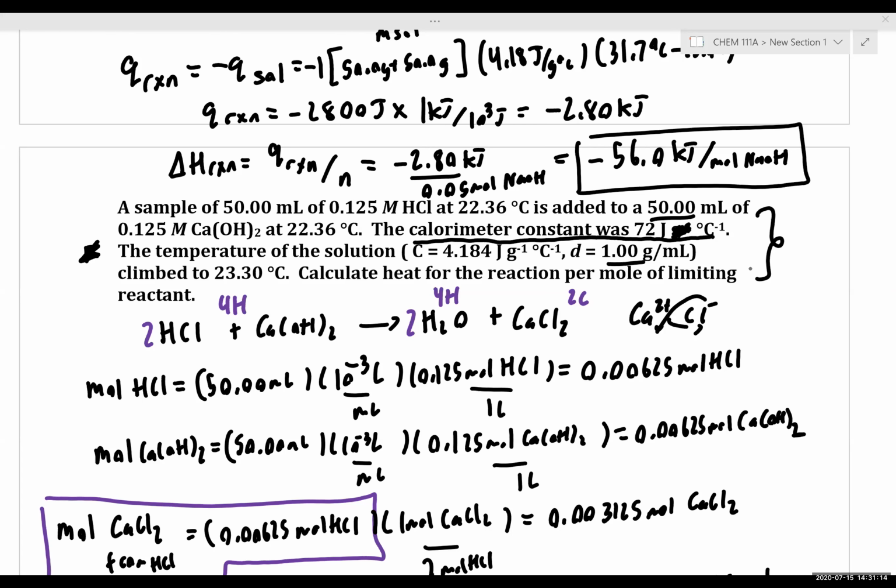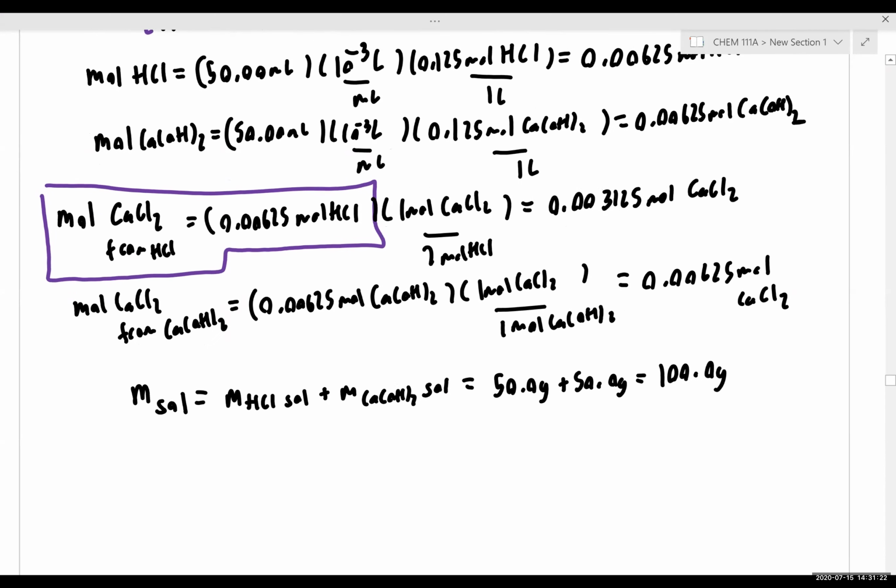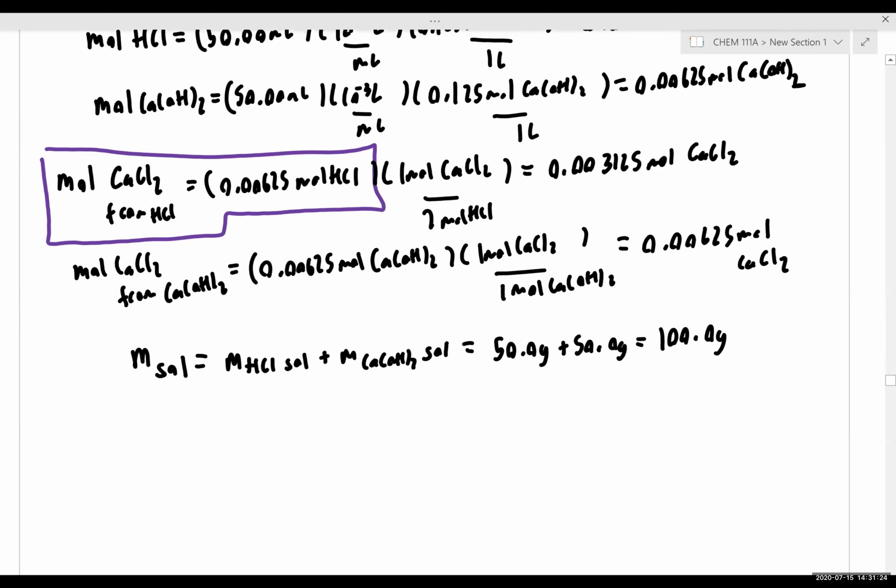Okay, so let's discuss this example. Thank you all for your input and your proposed responses. It's really helpful to get a sense of common questions that the class has. So we know that the mass of solution is the total mass of all of our solution components, both the hydrochloric acid and the calcium hydroxide. We know the specific heat of our solution is 4.18 joule per gram degree Celsius.